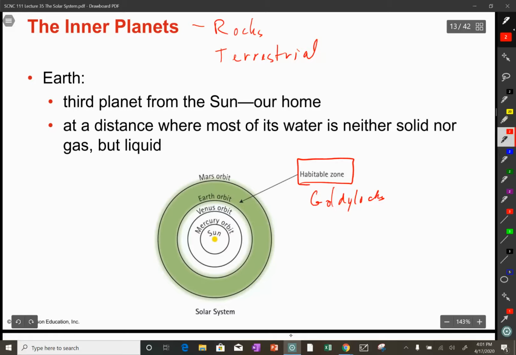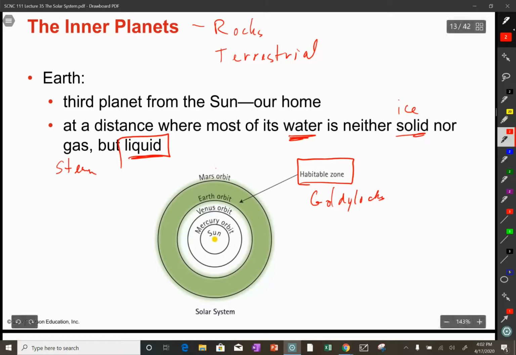If you are much closer than Earth's orbit, it's too hot. And if you're much farther than Mars's orbit, it's too cold. But if you're around where Earth is, it's just right. It's the Goldilocks zone. And it's in this distance where water is neither solid, we'd call that ice, nor gas, we'd call that steam, but liquid. So on Venus, there is no liquid water on the surface because it's too stinking hot. And so you have water in the atmosphere, but it doesn't do you any good. We need liquid water.